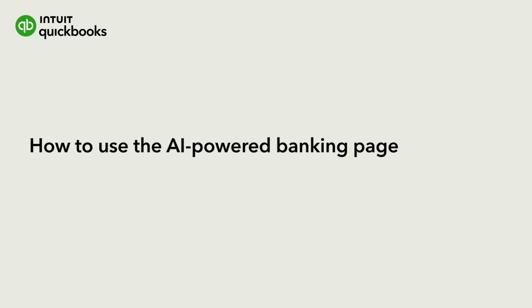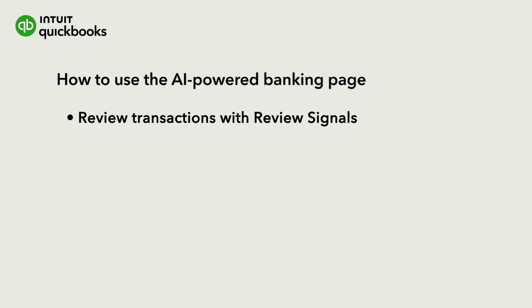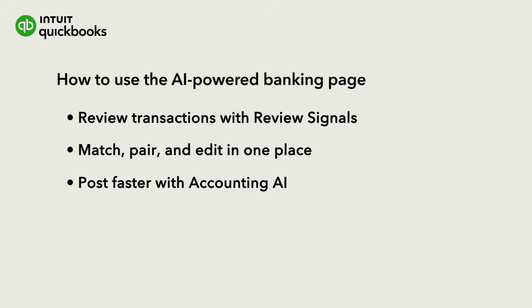The AI-powered banking page is where you review, categorize, and post your bank and credit card transactions in QuickBooks Online. In this video, we'll cover how to use review signals, how to match, pair, and edit, and how to post faster with accounting AI. To get started, connect all of your financial accounts used for business transactions.